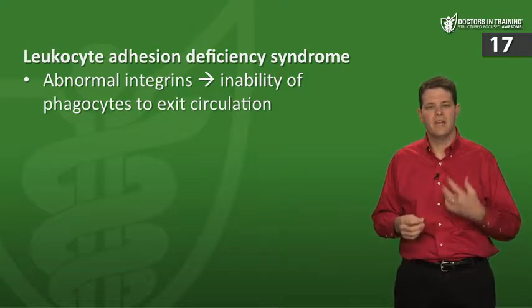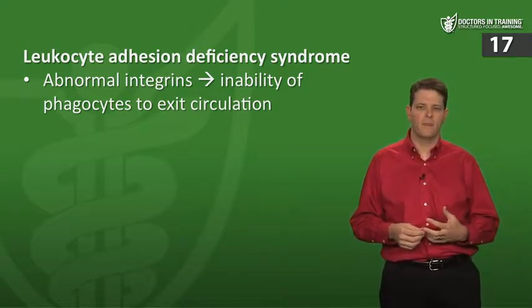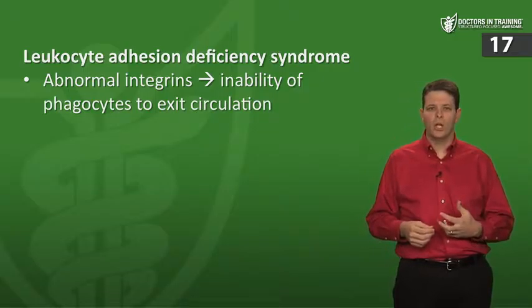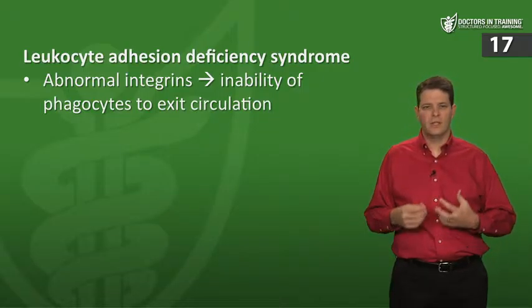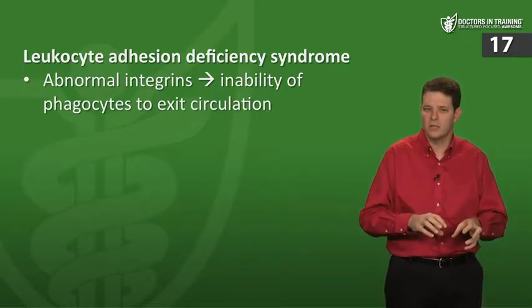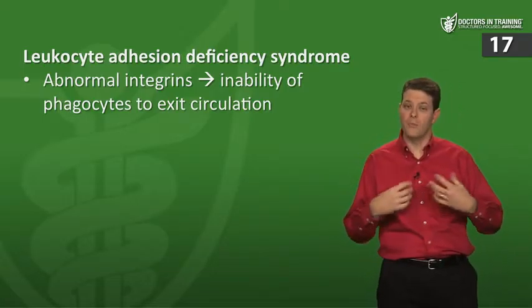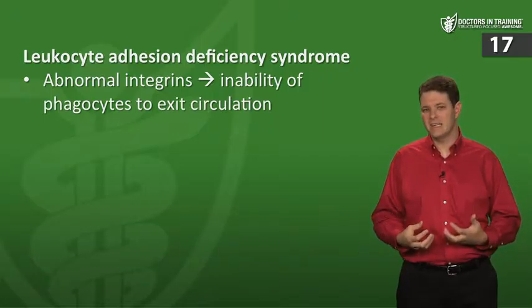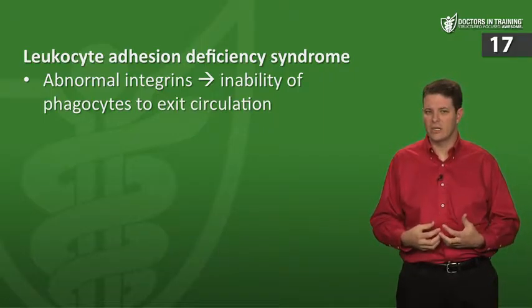And the last disorder we're going to cover is called leukocyte adhesion deficiency syndrome. The main thing I want you to know about this is that you have abnormal integrins. We talked about integrins in foundations when we talked about leukocyte extravasation. Integrins were the molecules that helped leukocytes exit the circulation and integrate into the interstitium. But with abnormal integrins, phagocytes can't integrate into the interstitium. They can't leave the circulation.